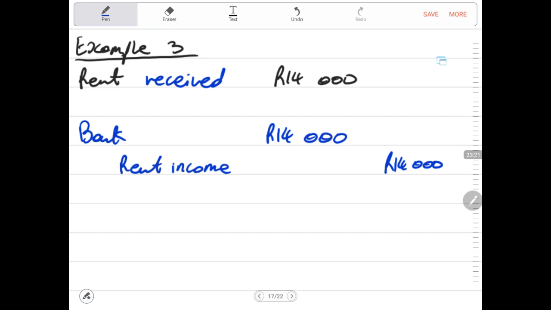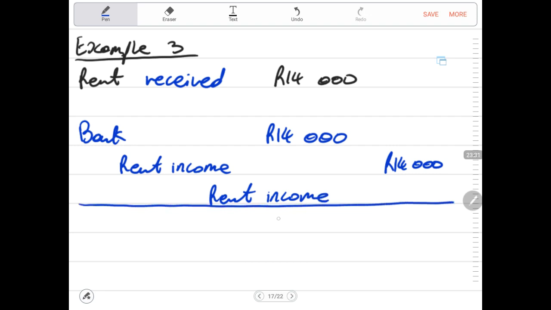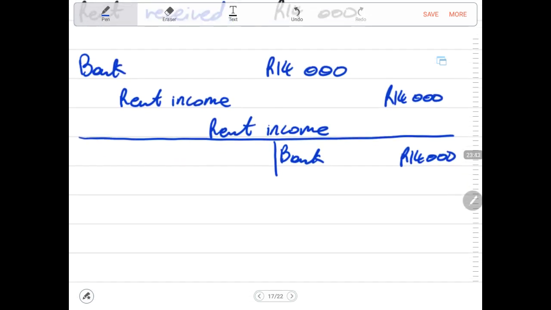Now this will be recorded in the ledger account under rent income. There will be a ledger account called rent income, and we know that incomes increase on the credit side. So now there will be a contra entry here that says bank. Remember, for every debit entry there should be a credit entry. This will be 14,000 rands. And this amount will be transferred into what we call a trial balance.